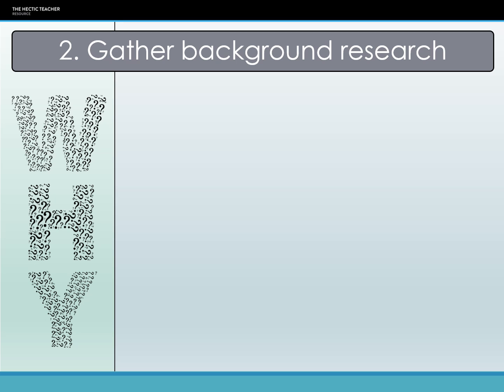Step 2 is the background information, and what the researcher is doing here is looking at what has come before. What do we already know about this topic? And they will do this for a number of reasons. So there are a number of reasons why a researcher will do this background research.